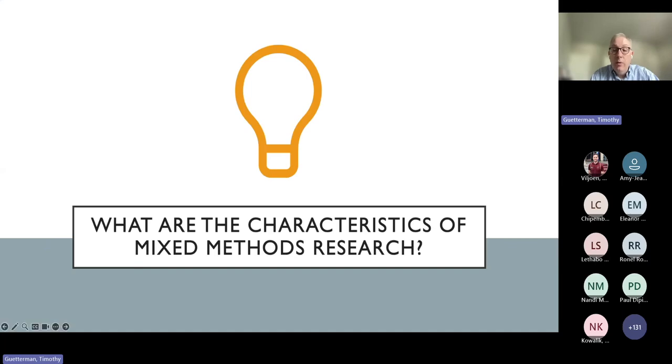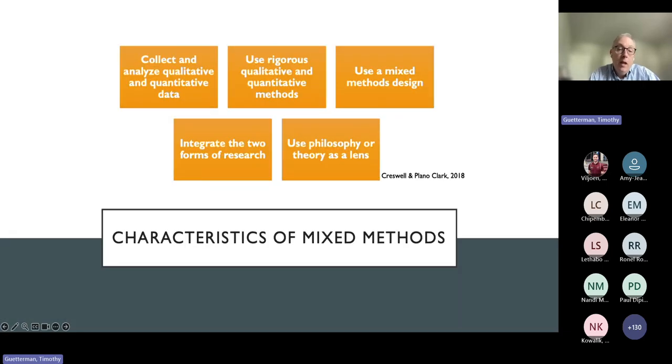So starting with the characteristics of mixed methods research, and I'm going to go through each of these characteristics briefly in a little bit of detail. But basically, Creswell and Plano Clark, who are some of the more prominent and popular writers in mixed methods, they have a very nice book. They define mixed methods based on its characteristics.